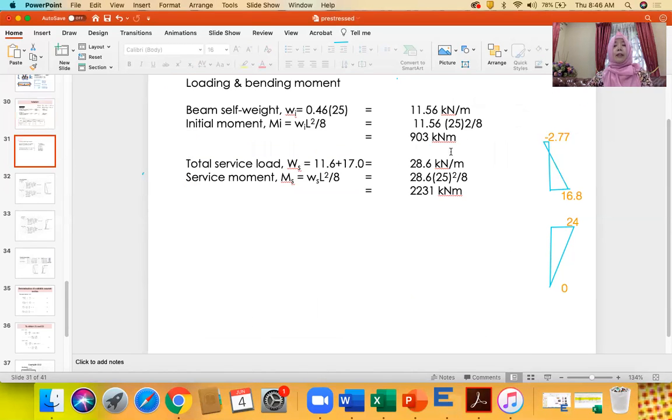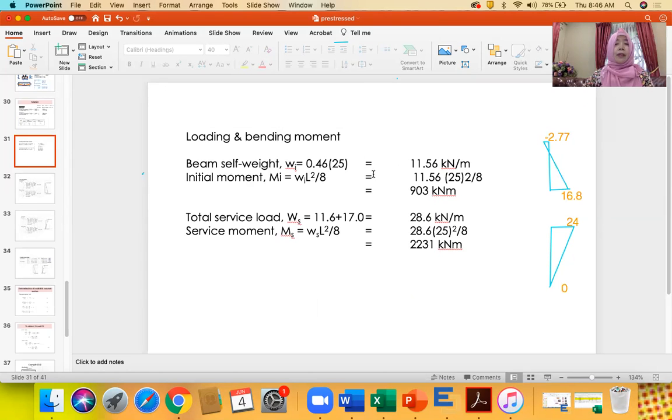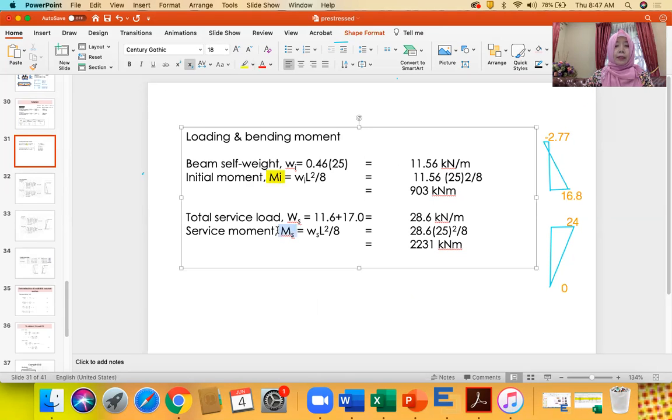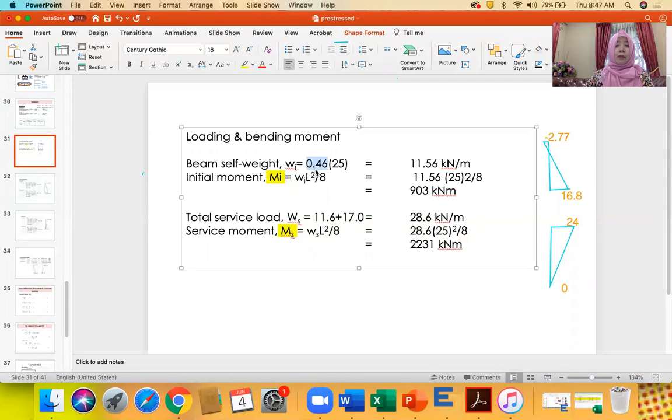Now we have to go to another step. The next step is that we calculate the loading and bending moment, because during the calculation we need the values of MI and MS. MI is due to the beam self-weight. The area of the beam is 0.46 times the density of concrete, as usual reinforced concrete. The density is 24. Just multiply it with the area so you can get the loading. Then we can get the moment, WL square over 8.